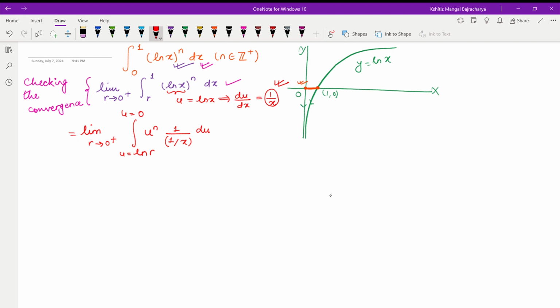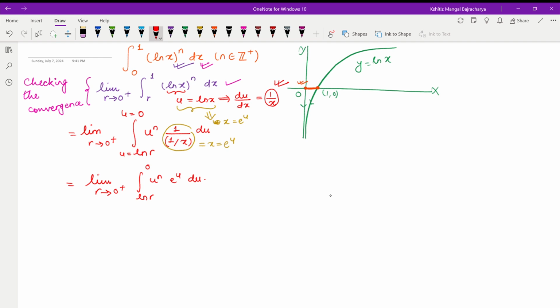Now 1 over 1 by x means simply x, and from this particular substitution, we can write x equals e raised to the power u. So since this is x, we can write it as e raised to the power u. So this reduces to something like the integral from log r to 0 of u^n e^u du. Okay, this is it.